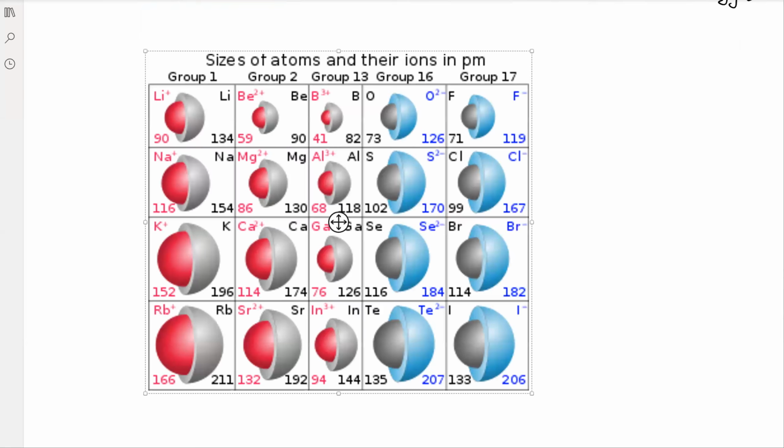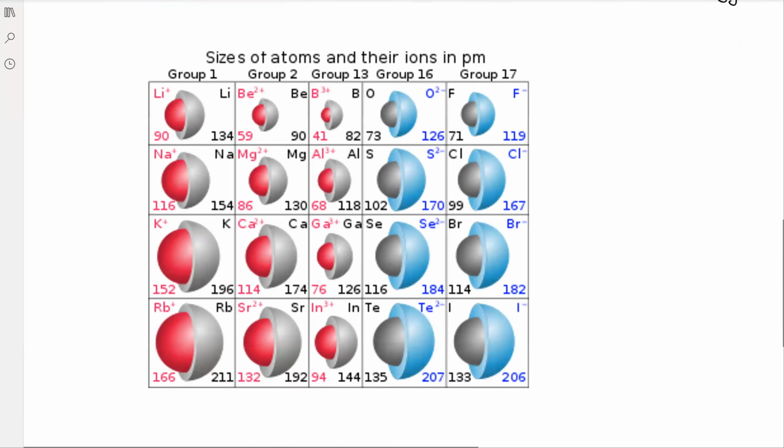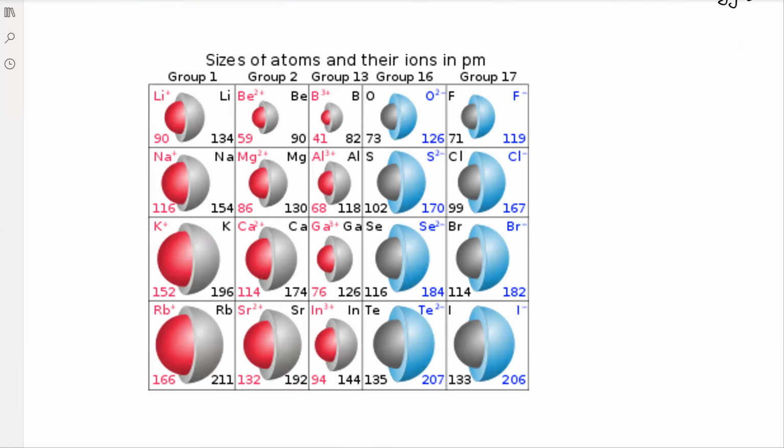And here's just a little picture, right? Obviously, you don't have to copy this down or anything, but just to give you an example with some numbers if you want to take a look at some numbers. So you've got lithium right here, 134 picometers in radius, and then you've got lithium plus at 90, right? So it shrinks. Same thing here, oxygen, 73 picometers, give it two extra electrons. Now it's 126 picometers. So again, cations are smaller, anions are bigger.